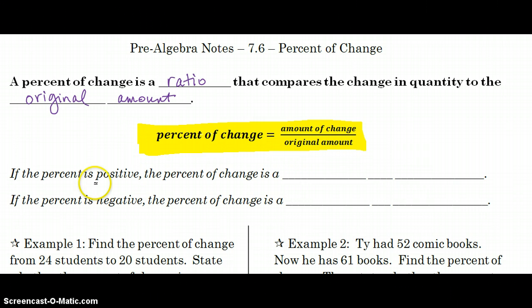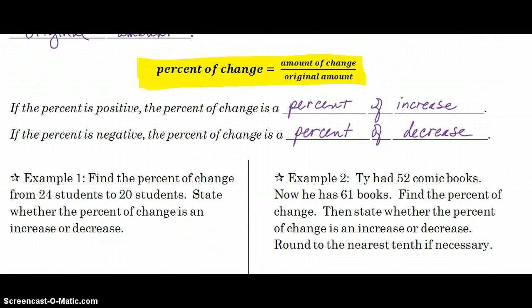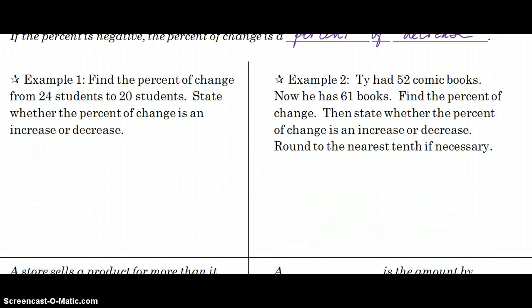All right, if the percent is positive, then that means the percent of change is a percent of increase. If the percent is negative, the percent of change is a decrease. Let's see how this is going to look in some examples.